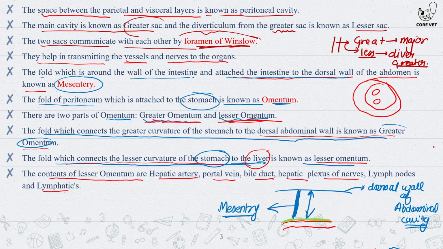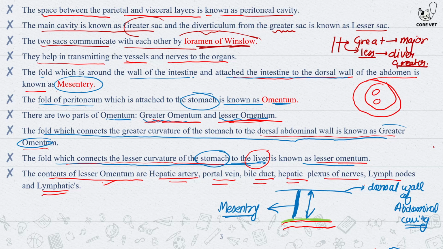Obviously, in my previous video on the liver, I had also mentioned that there is a porta hepatis, right? And that porta hepatis is also in contact with the stomach, right? So what does the lesser omentum contain? It contains the hepatic artery, portal vein, bile duct, hepatic plexus of the nerves, and the lymph nodes and the lymphatic vessels. Correct? I hope this slide is clear.